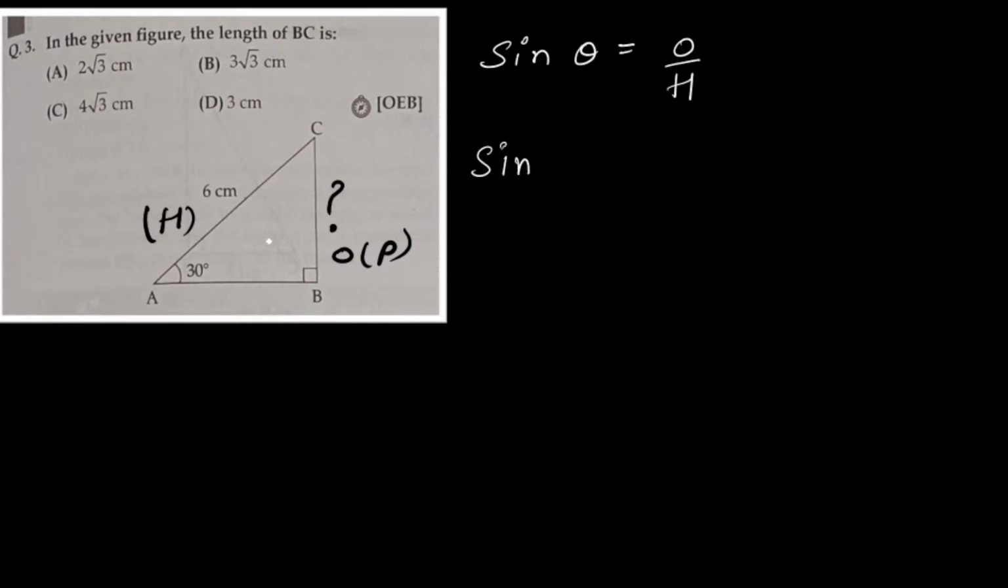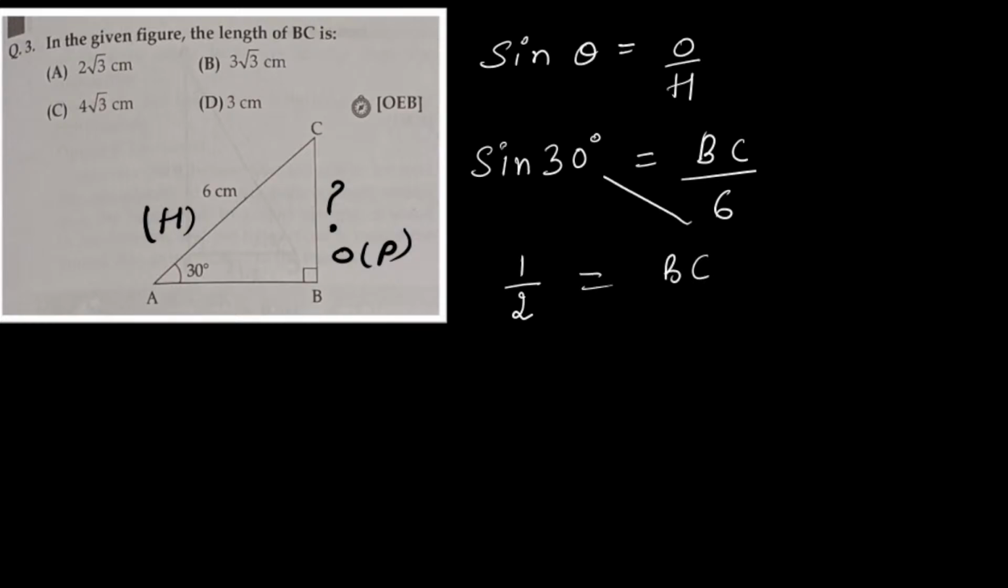So here sine involves, as per sine's formula, opposite by hypotenuse. So sin 30. The angle is given to us as 30 degree. Opposite is BC. AC is 6 centimeter. Sin 30's value is 1 by 2. Standard angle values you should know. Sin 30 is equal to 1 by 2. And BC we have to find.